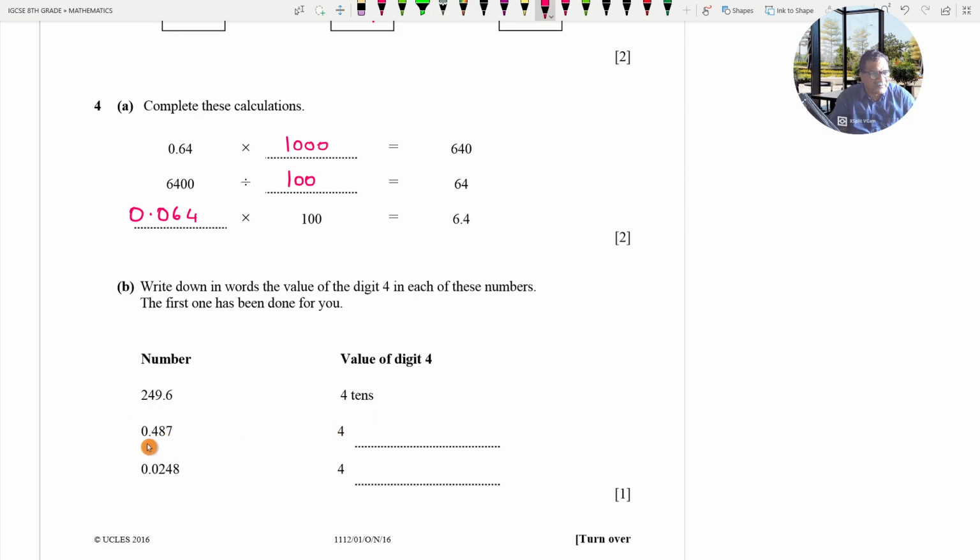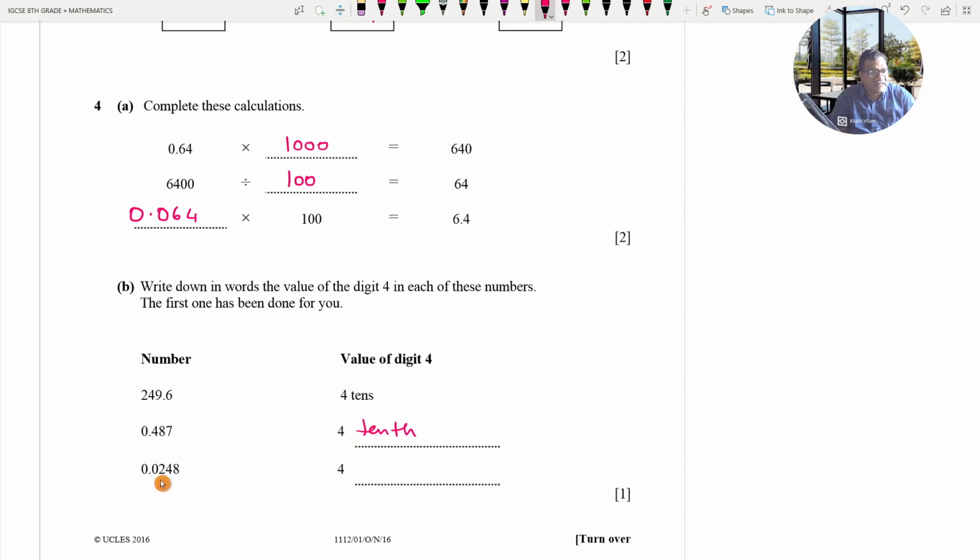Now in this number, this 4 is coming just after the decimal. As I told you, when a digit comes immediately after the decimal, that digit is read as tenths. Tenths means 1 upon 10. So the value of this 4 will be 4 into 1 upon 10, or you can say 4 tenths. It's okay if you write 4 tenths. This was tens, this is tenths.